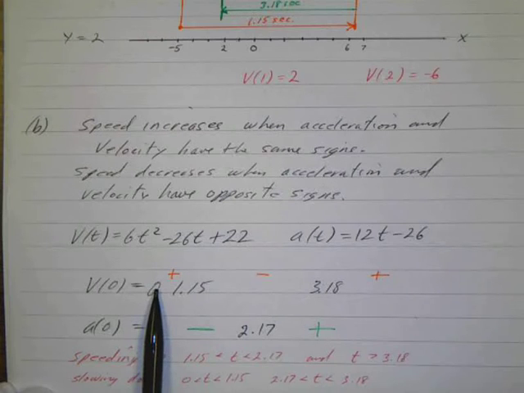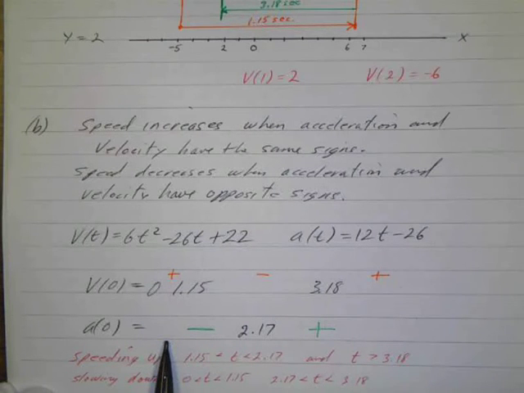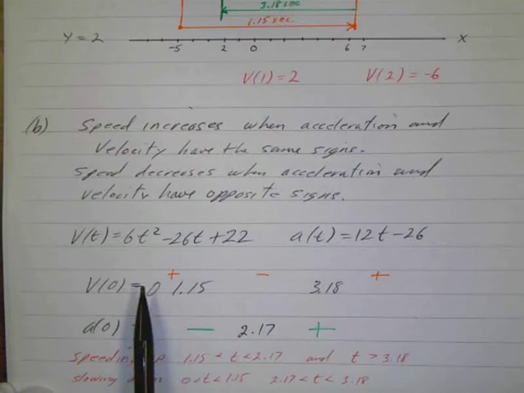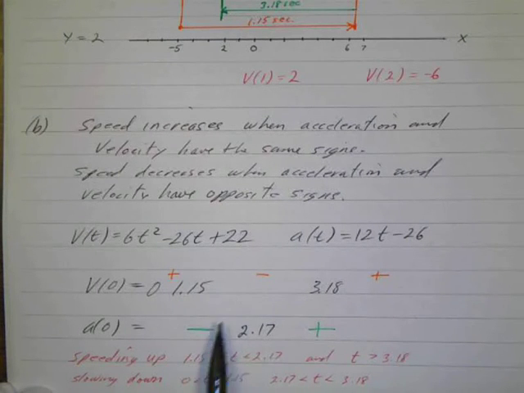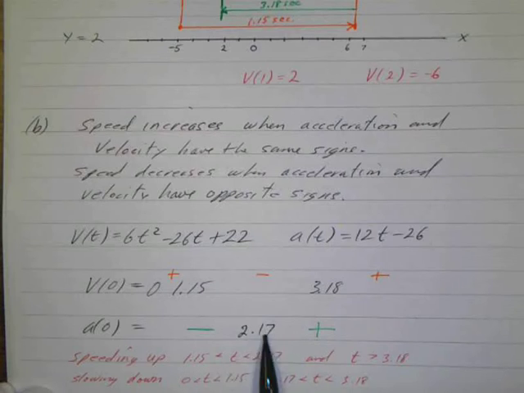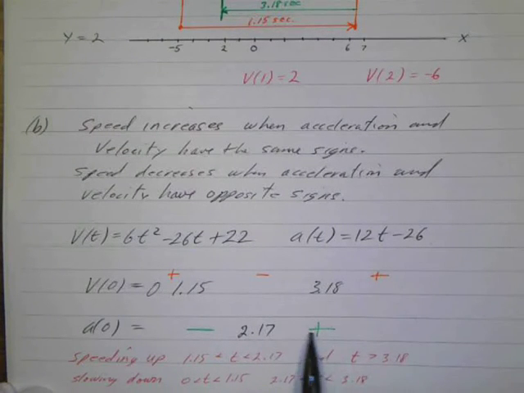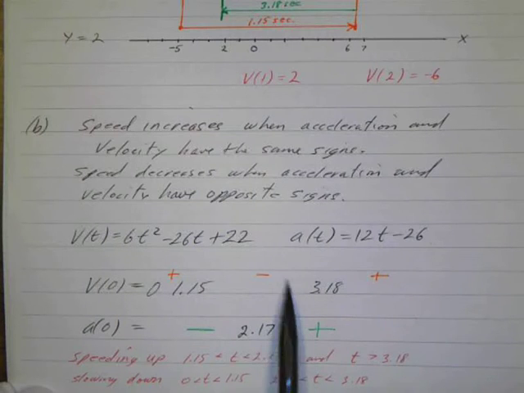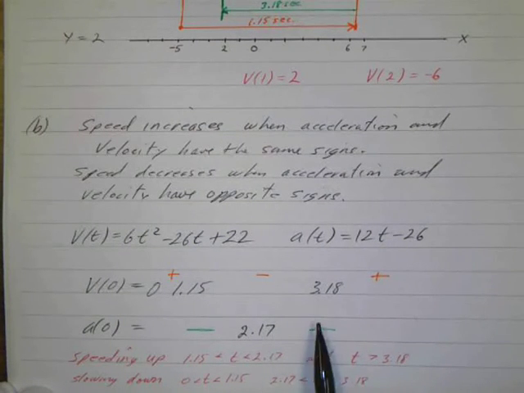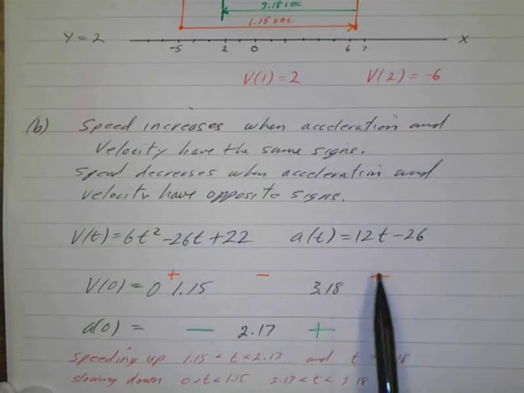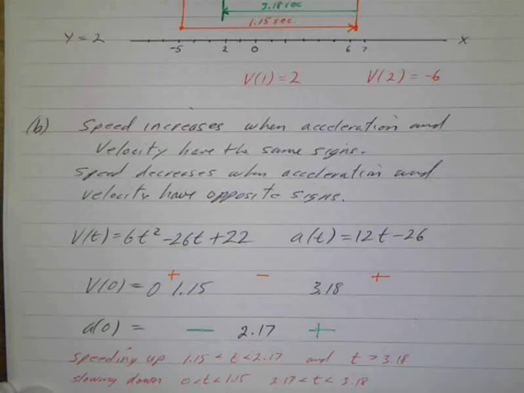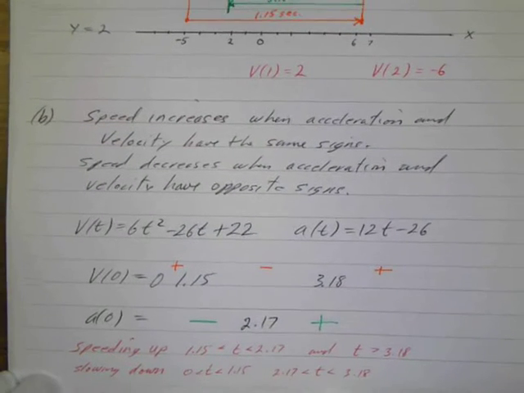Here it's positive velocity, negative acceleration, so I'm slowing down. So I'm slowing down from 0 to 1.5. And then at 1.5, they're both the same sign, so I'm speeding up from 1.5 to 2.17. And then after 2.17, the acceleration is positive, but the velocity is still negative, so I've got opposite signs, so I'm slowing down from 2.17 to 3.18. And then after 3.18, the acceleration is positive and the velocity is positive, so I'm speeding up. That's how you have to figure that out.